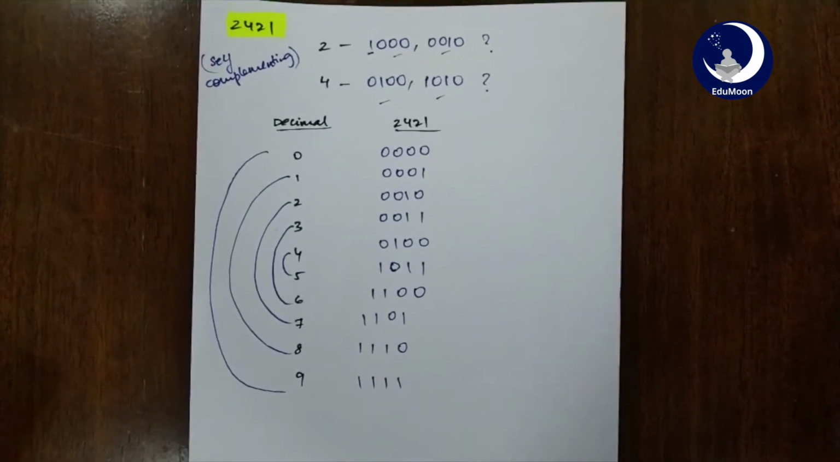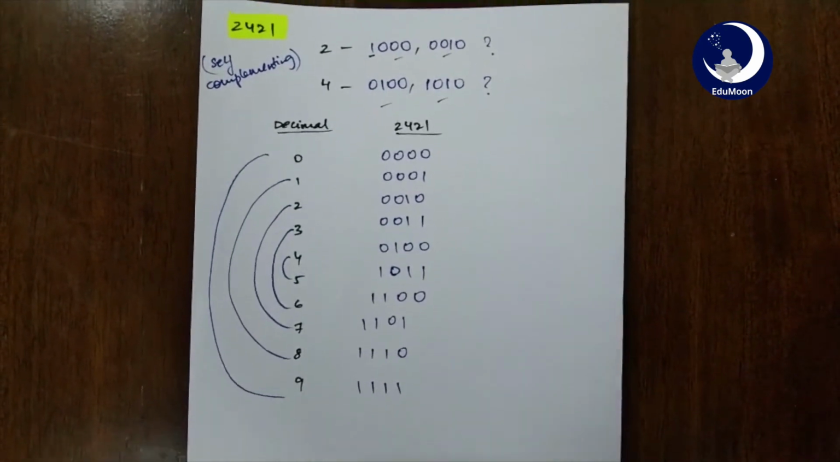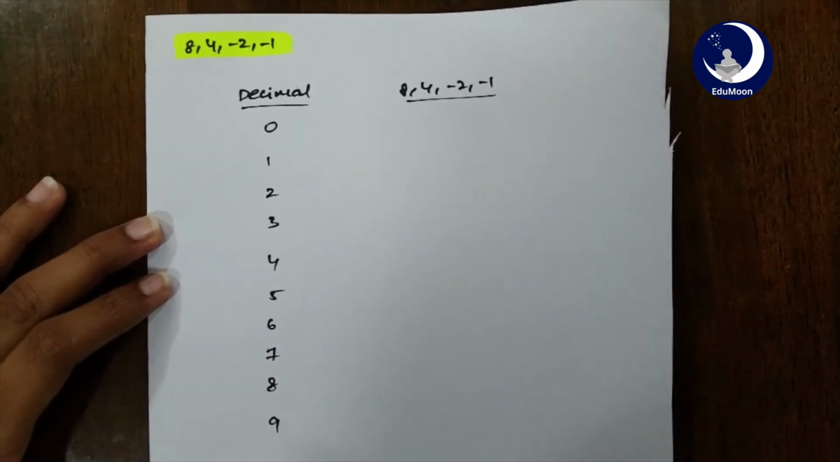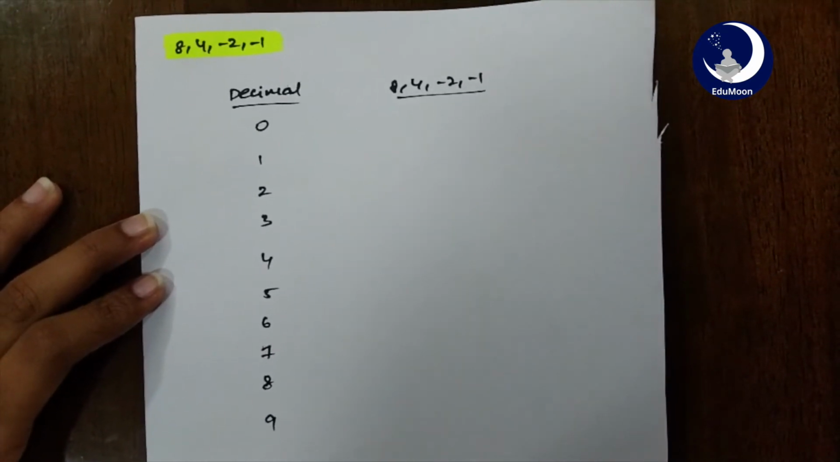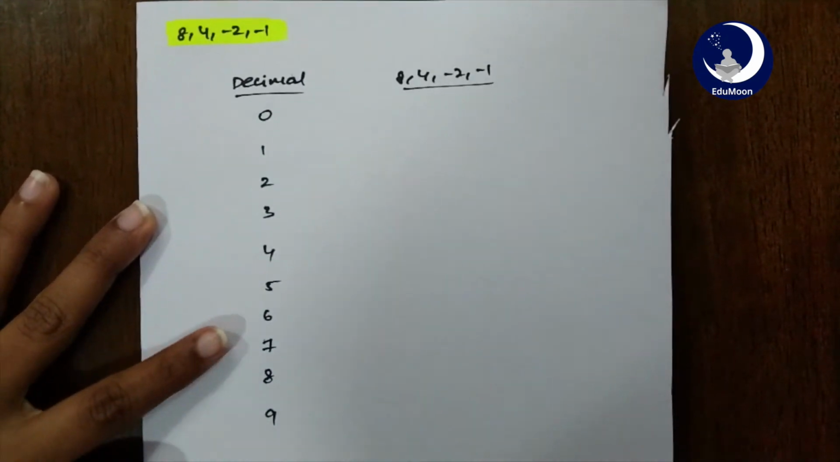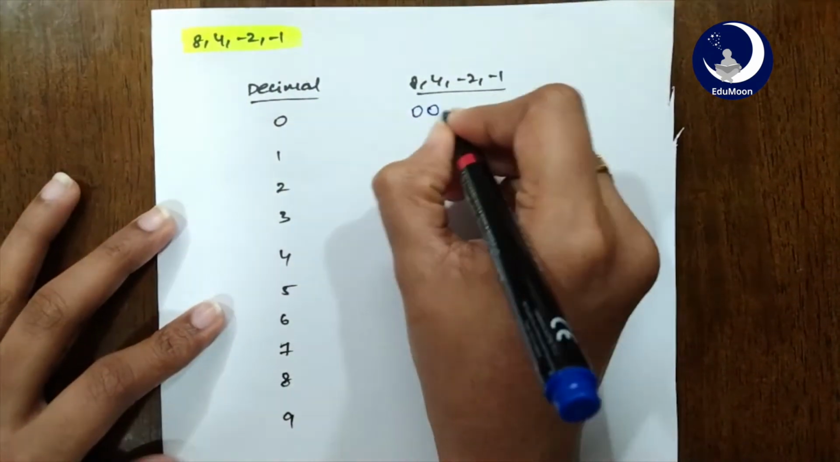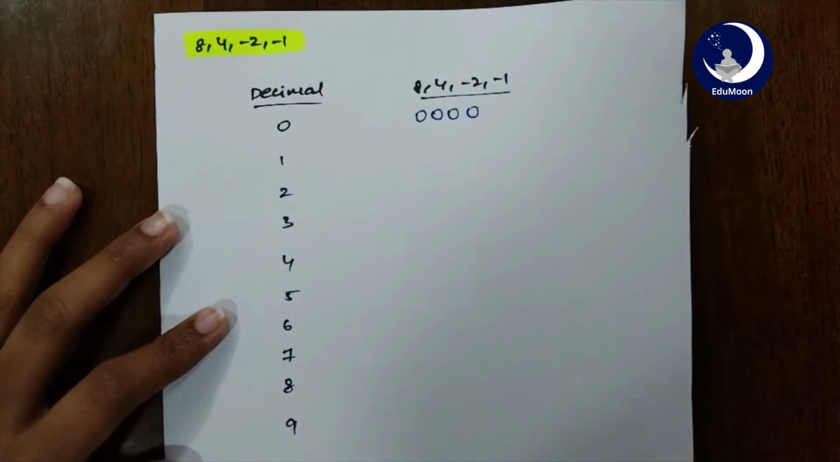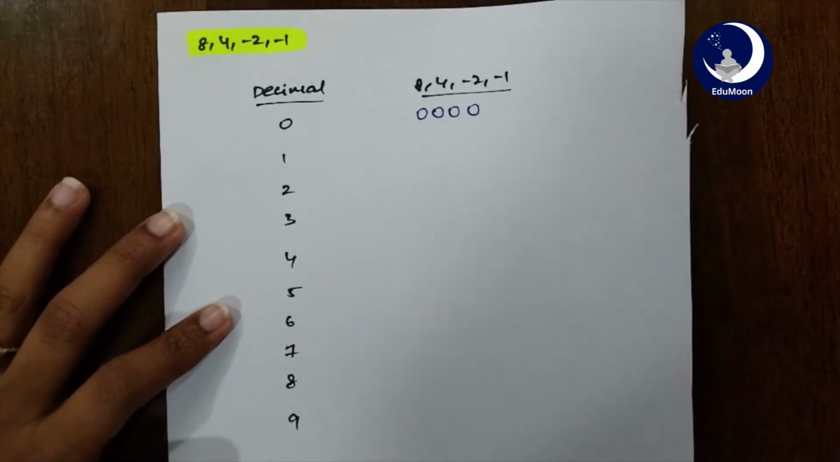Now let's see another kind of binary code. So now let's see the last kind of binary code, which is 8, 4, minus 2, minus 1. Here all of these represent weights. Now, how can we represent 0? Similarly, 0, 0, 0, 0. It's always the same for any kind of binary code system we use.